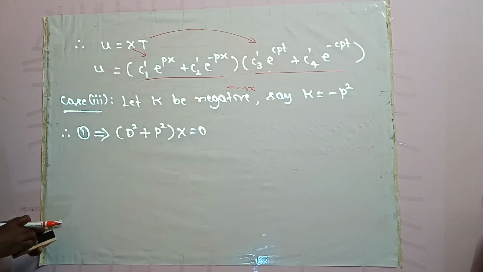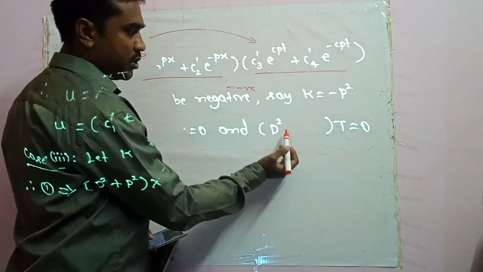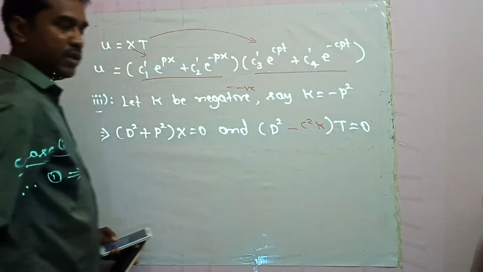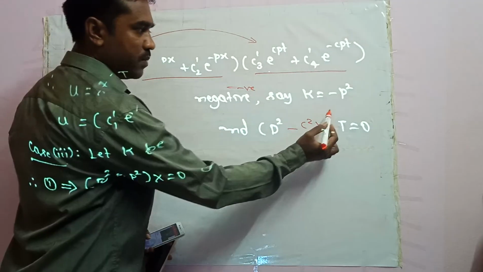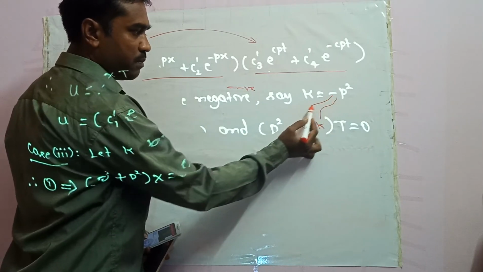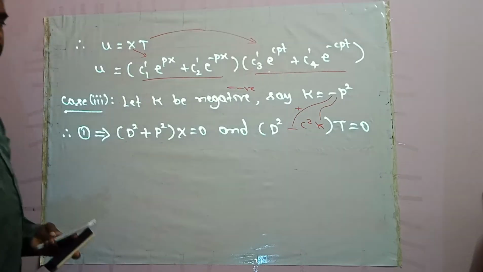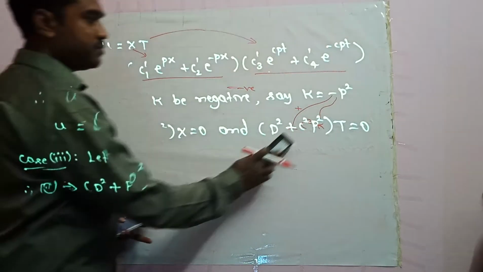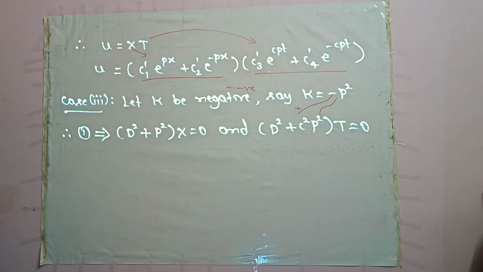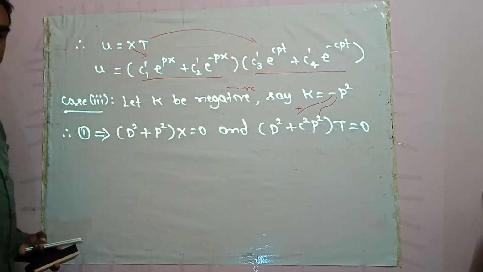And here what we have is D square minus c square k into t in equation number 2. In the place of k, if you put minus p square, minus into minus is plus, so c square p square you will get. You will get this, right? Now, as usual, let us write the auxiliary equations and check the roots.